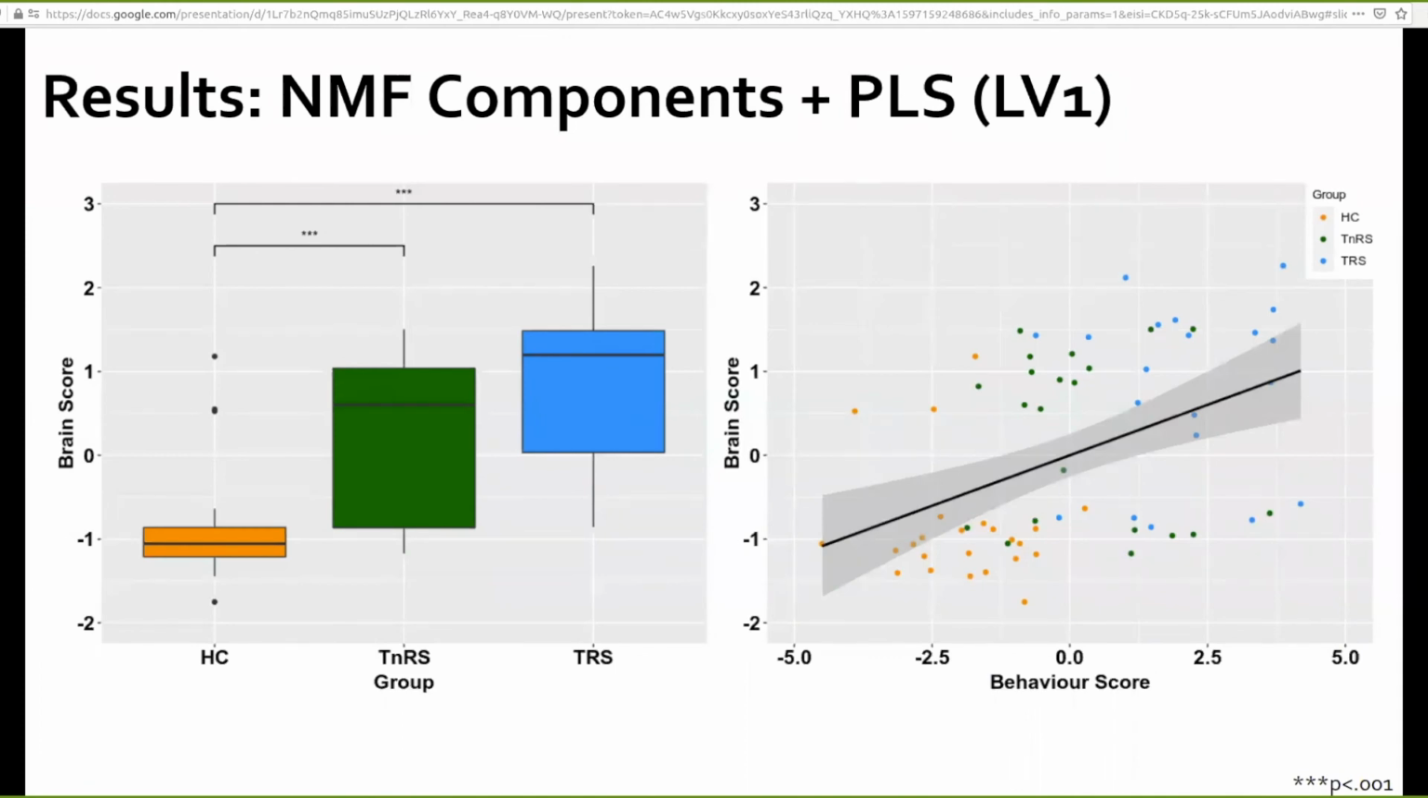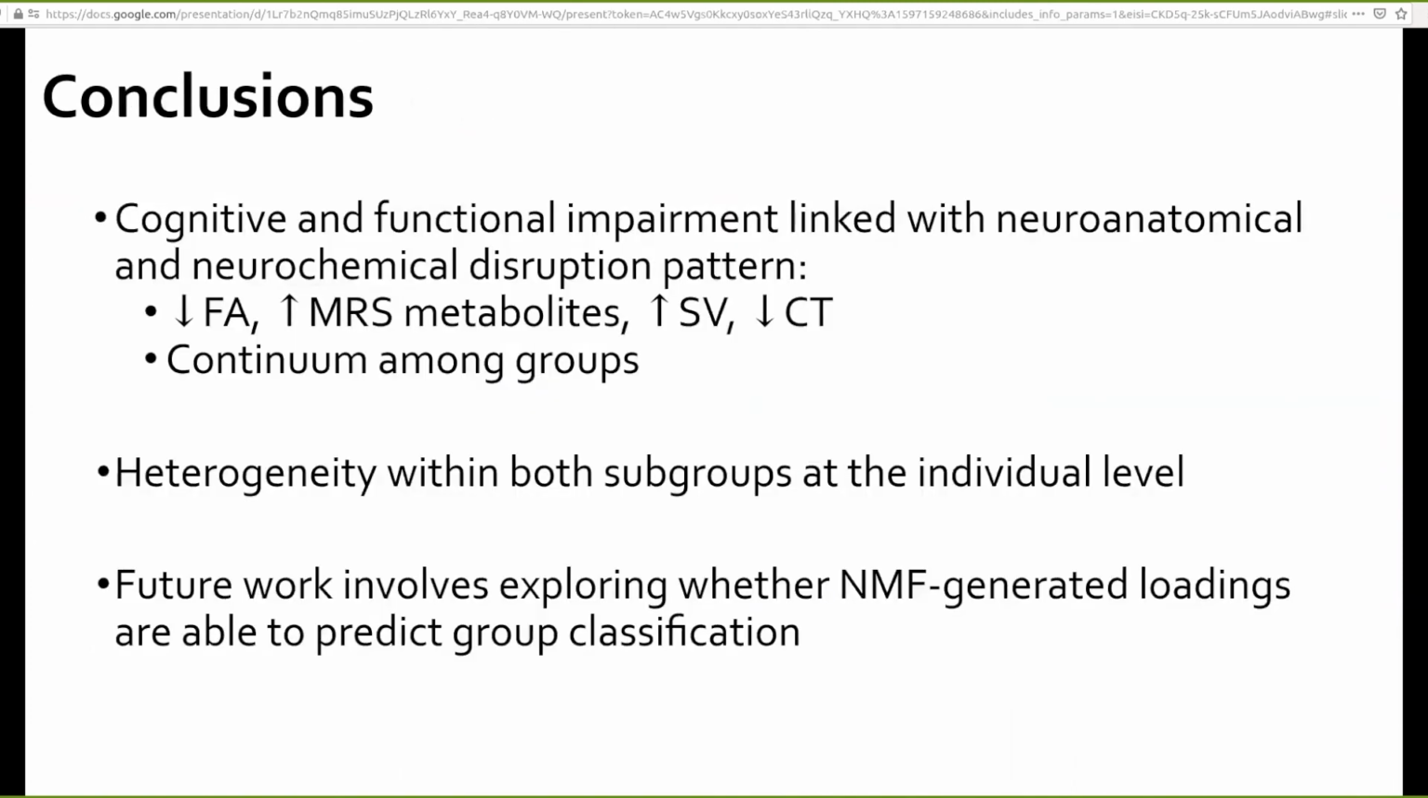We can then take this one step further by looking at the PLS-derived brain scores by group, as seen on the left, where we see that there is a continuum-like increase as we go from the healthy control group to the TNRS group to the TRS group. And this idea is further substantiated by the graph on the right, which shows the relationship between the brain and behavior score with points colored by their study group classification.